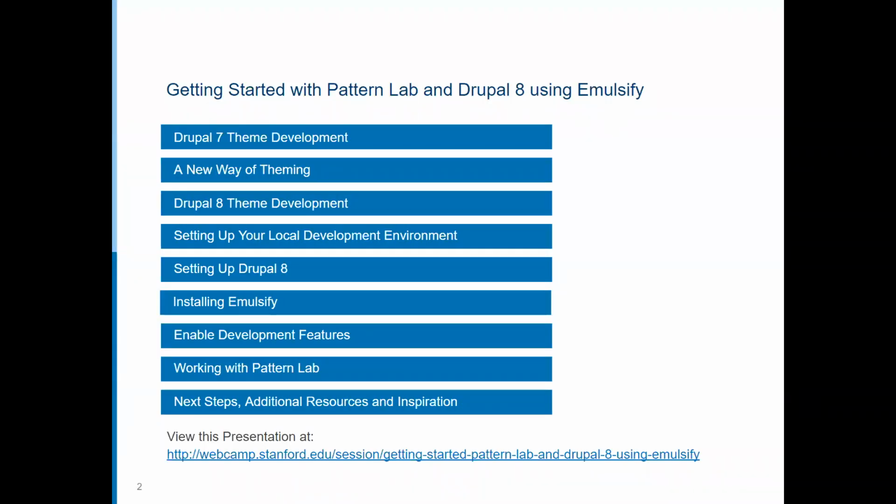So with Pattern Lab, I'm going to first talk to you about what Drupal 7 theme development was like, and what the new way of theming, Drupal 8 theme development, is. Then, if you're brand new, how to set up your local environment so that you can get started right away without any barriers. You'll need to set up Drupal 8. You'll need to set up Emulsify. And I want to show you some development features that will need to be set up so that you can do debugging, and then how to work with Pattern Lab, some next steps, and some very important resources that I used to develop Emulsify in the previous version as of 3 weeks ago.